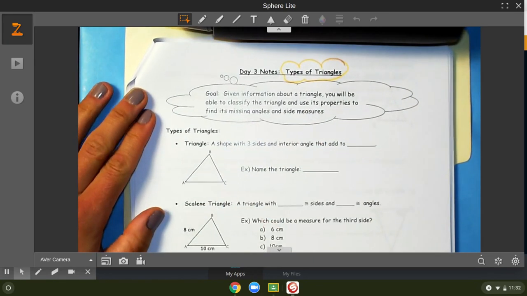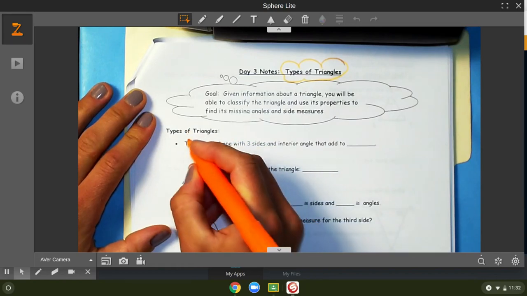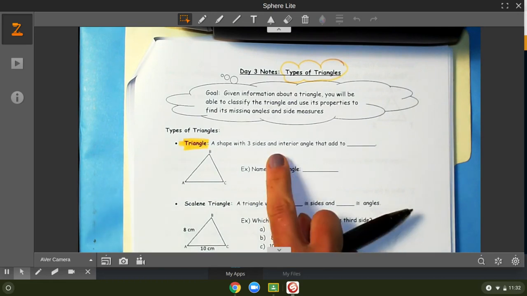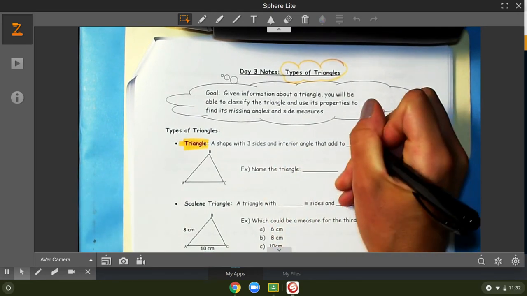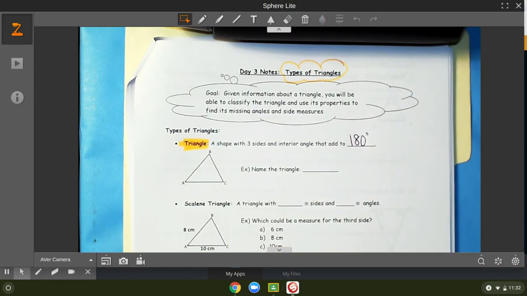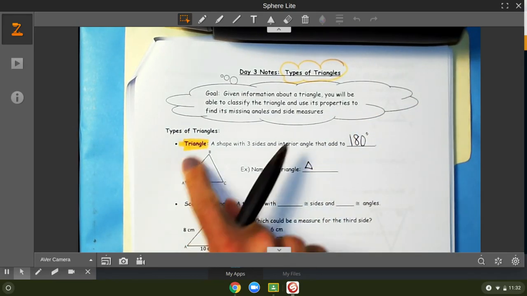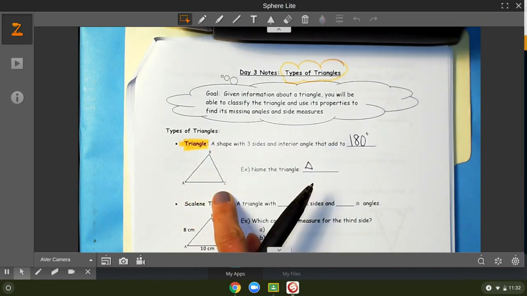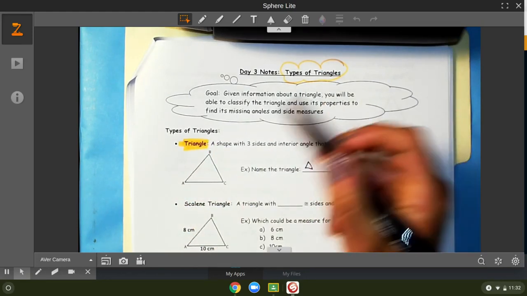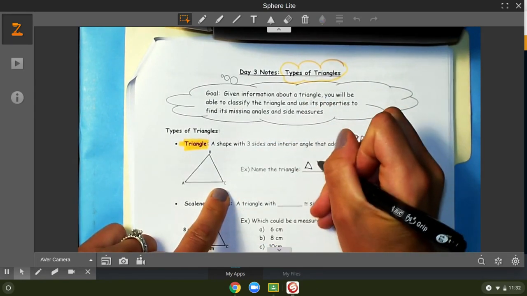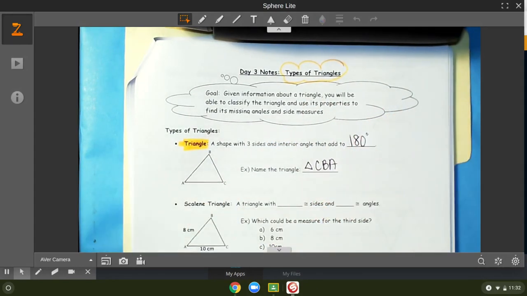So our vocabulary for today, first off, the basic idea of a triangle. A triangle is a three-sided shape with interior angles that add to 180 degrees. When you name a triangle, we use the triangle symbol, and then you just name using 3 letters. It does not matter which letter you start with, or if you go clockwise or counterclockwise. So for instance, I'm going to call this triangle CBA.